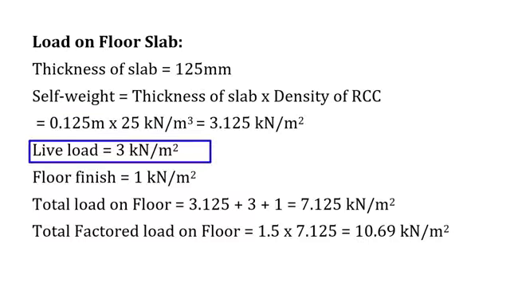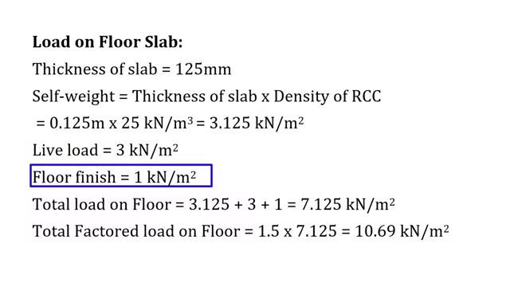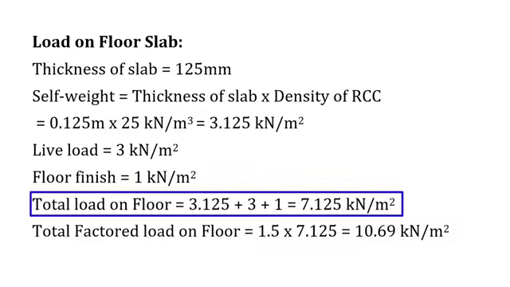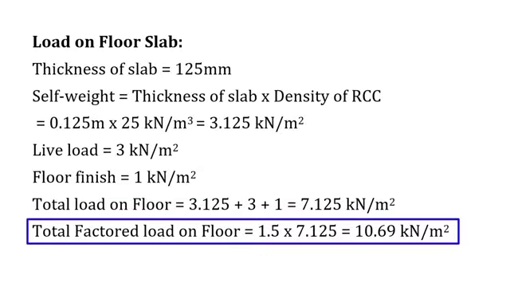Live load on floor slab is 3 kN per meter square. Floor finishing is 1 kN per meter square and total load on floor will be equal to self weight of floor plus live load plus floor finishing, and the total will be 7.125 kN per meter square. Total factored load on floor will be equal to 1.5 times total load on floor, which will be equal to 10.69 kN per meter square.